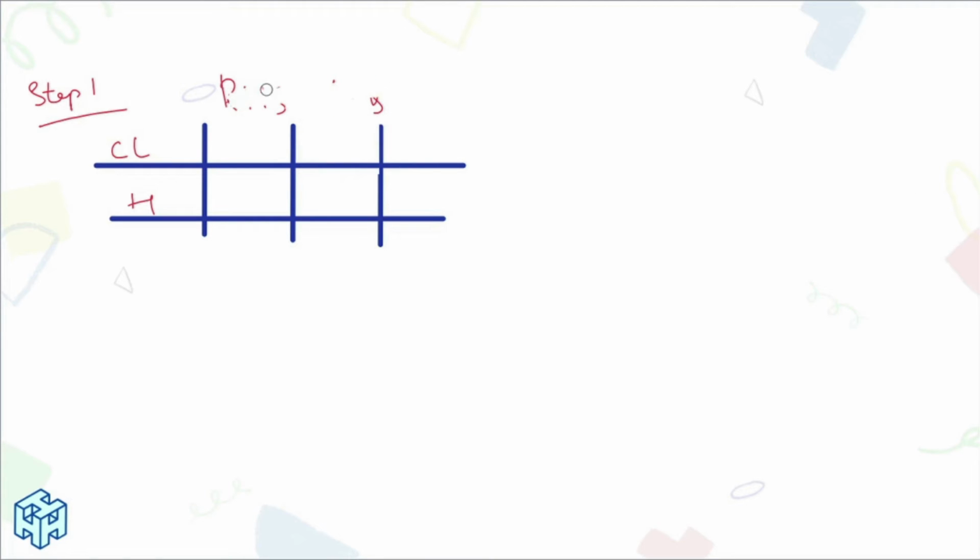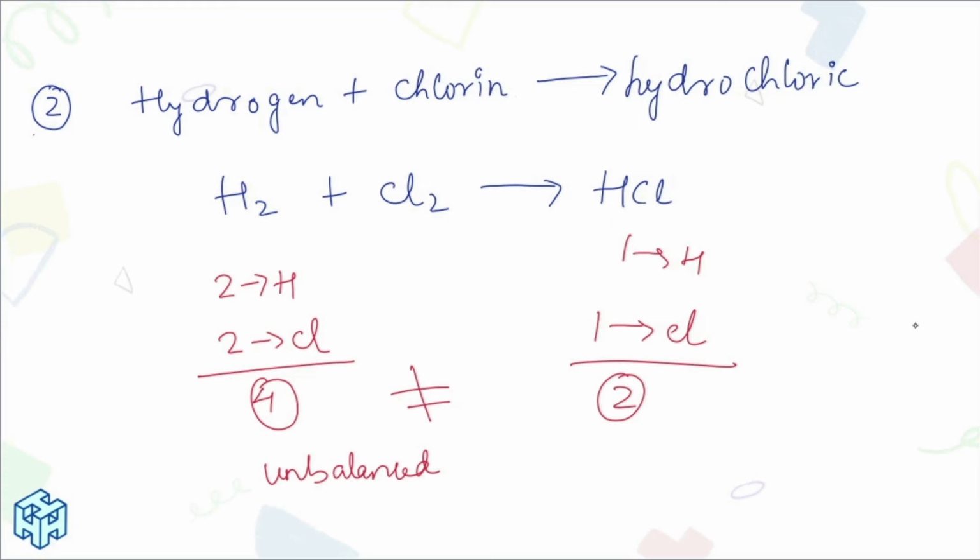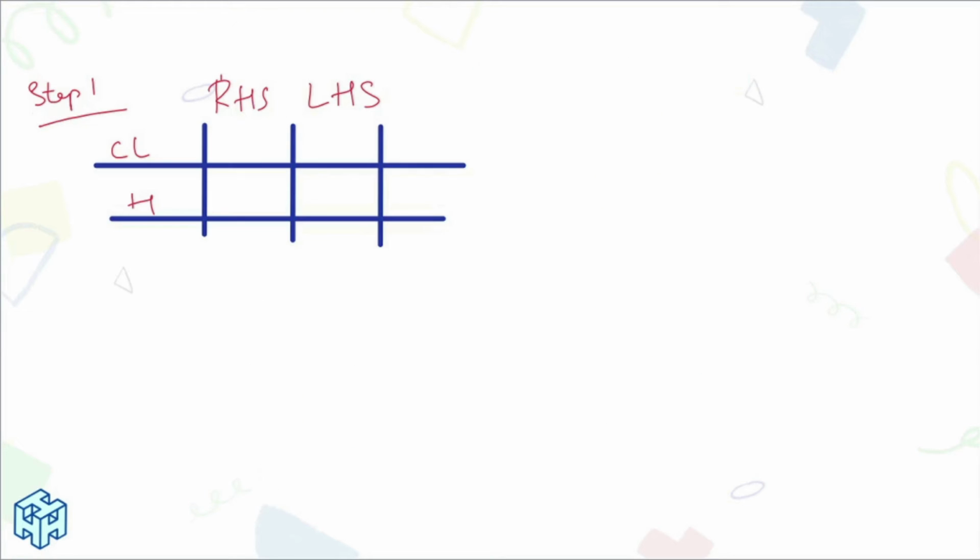Let me write it clearly. It's not visible as possible. RHS and LHS. Now how many chlorines do we have? Let us observe it. 2 chlorines, 2 hydrogen, 2, 2. But here we have 1, 1.